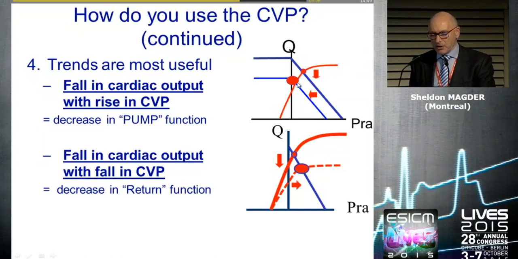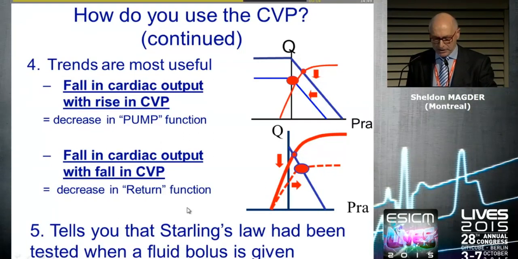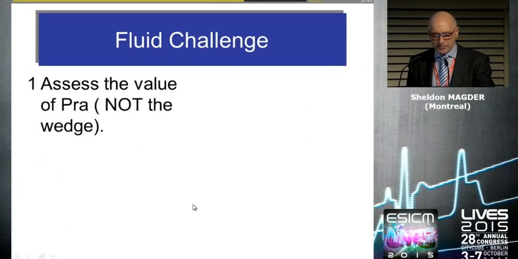If you have a fall in cardiac output with a fall in CVP, they're going together, that tells you it's a return problem. Don't look at the labels, they're wrong. So in this case, you know volume is going to be the answer. In this case, you've got to fix the output. It also tells you that Starling's law has been tested.